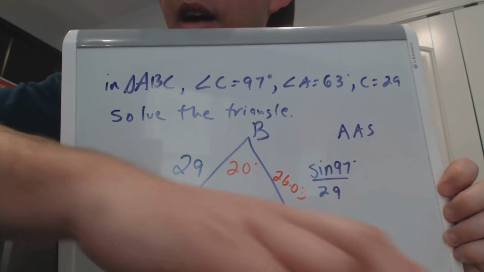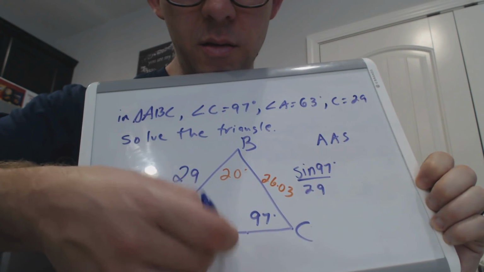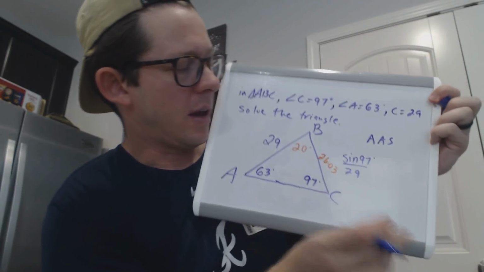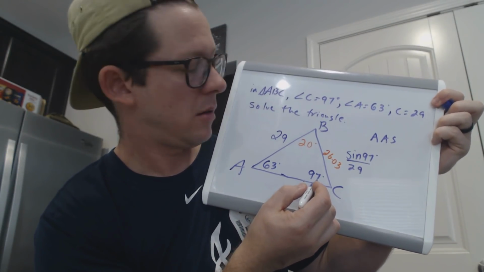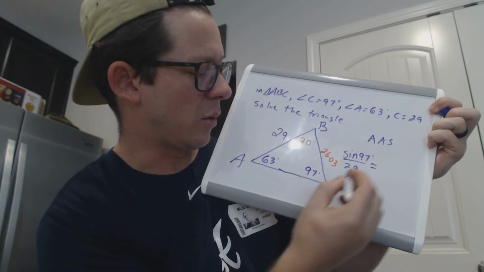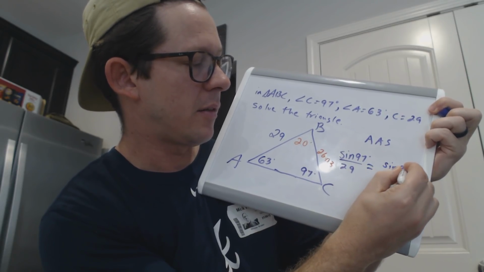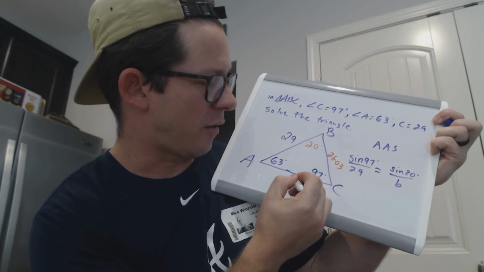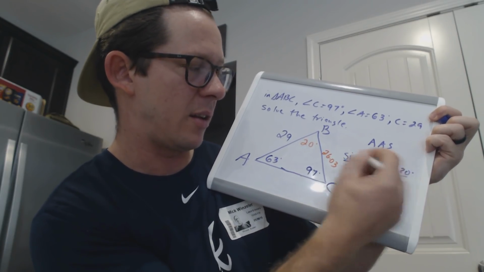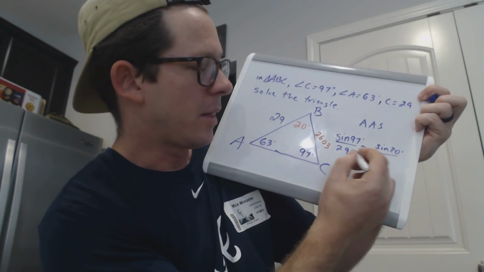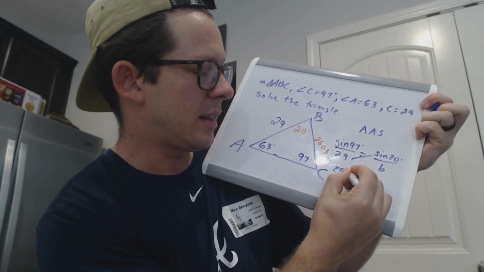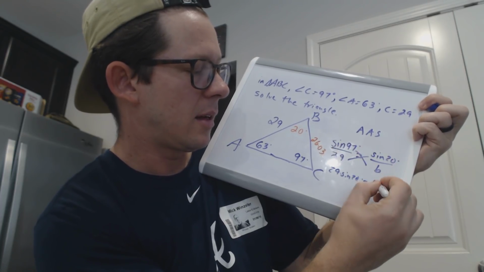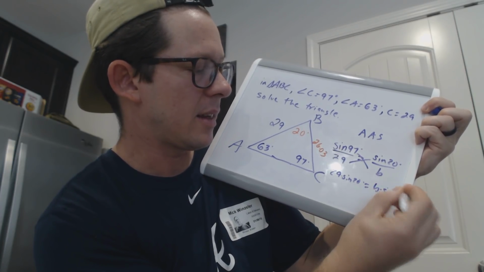Okay, now, if I want to solve for B, right? Here's all I have to say. I say sine of 97 over 29 would equal sine of 20 over B. And guess what? You can solve for B very easily, the same exact way. All you got to do is cross multiply. So watch what I'm going to do here. I'm going to say 29 times the sine of 20 equals B times the sine of 97.